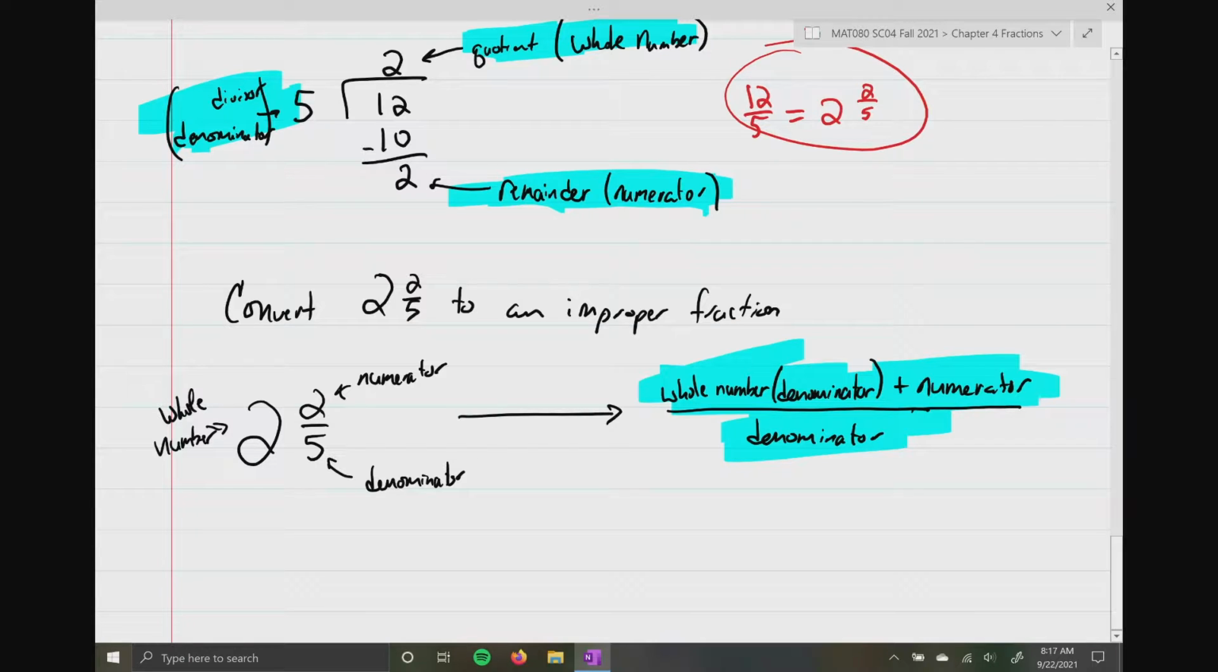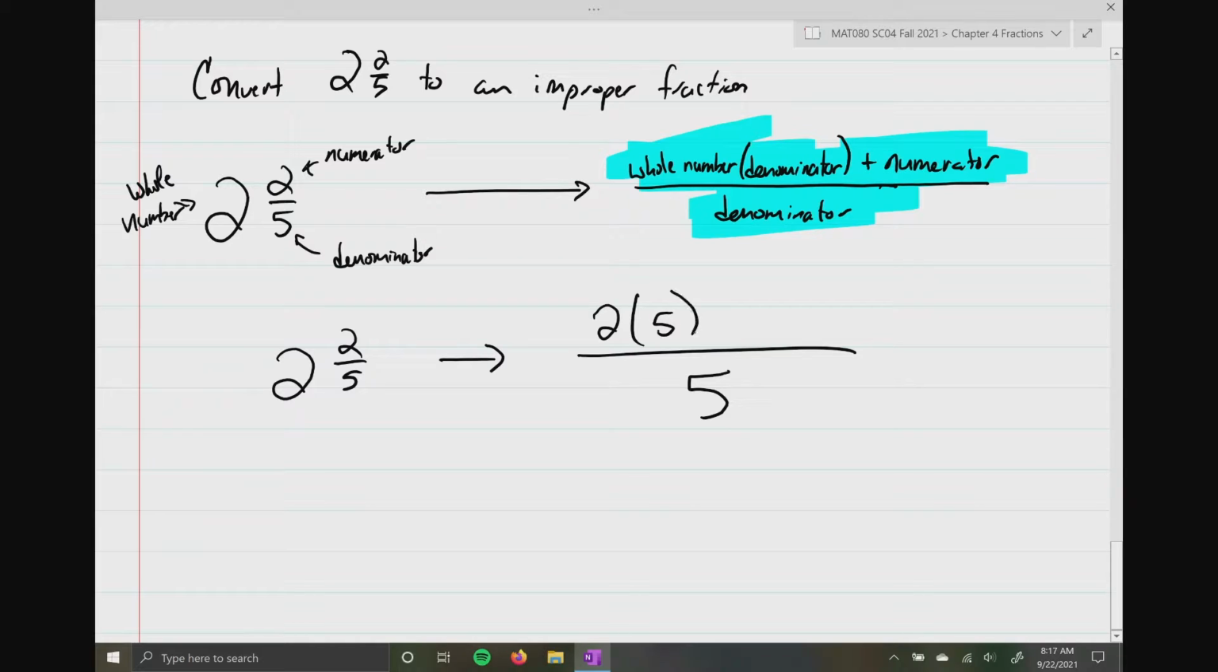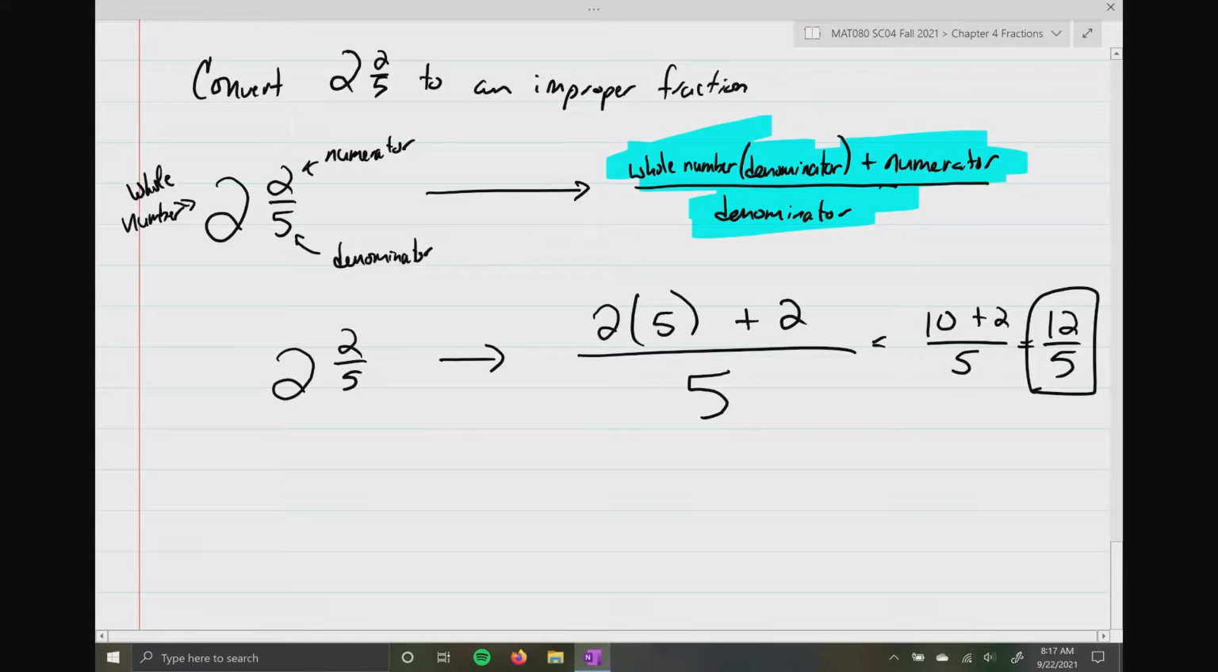Okay? So if you just follow that little model right there, 2 2/5, well, the denominator stays the same. That's going to be a 5. Now, up top, I'm going to write my whole number times my denominator and add my numerator. 2 times 5 is 10. And 10 plus 2 is 12. And that's how you do it. It is as simple as that. Does that make sense, everyone? Yes. All right, let's try.